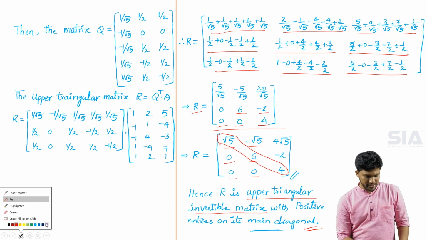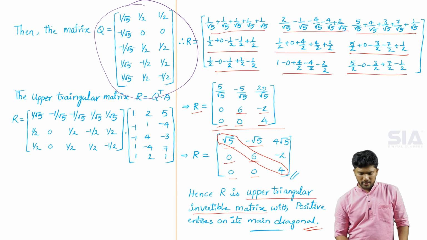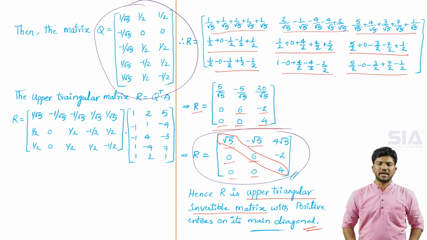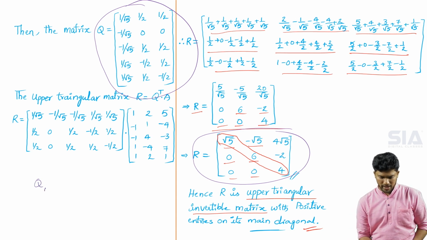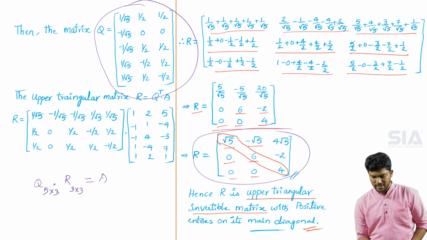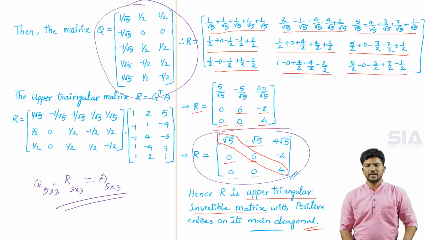So here you observe that we got capital Q, this matrix, and here we got capital R, this matrix. If you multiply both matrices, that means here Q is of order 5 by 3 and capital R is of order 3 by 3. If you multiply these two matrices, again you will get the 5 by 3 matrix capital A. So that is the QR factorization.